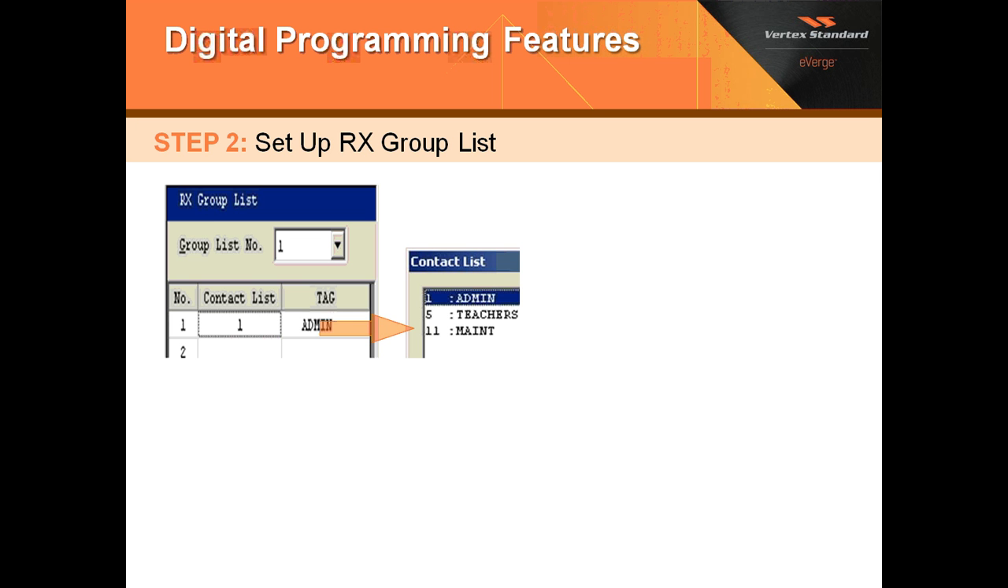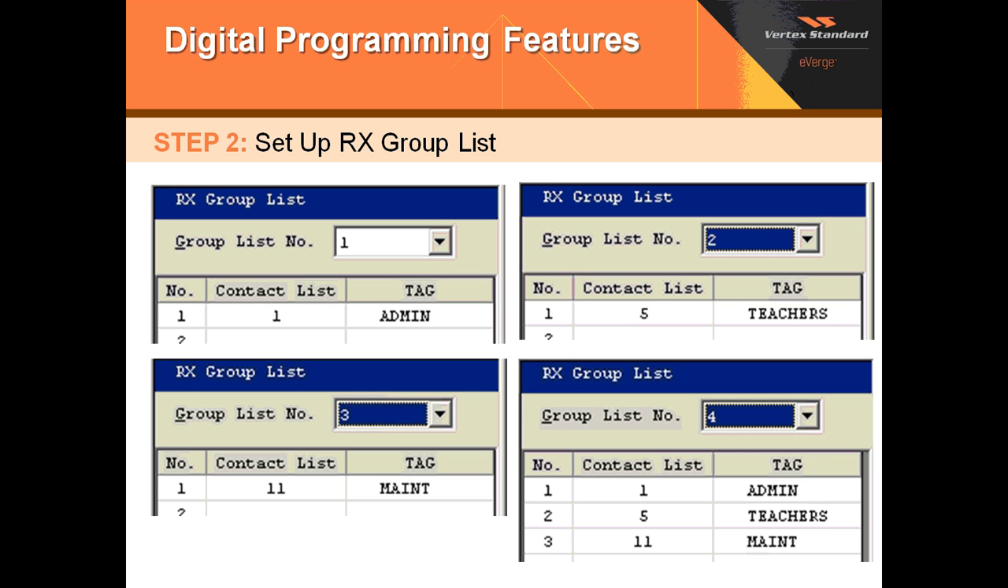So for this receive group list 1, we're going to select group number 1. Once you've done that, it'll automatically populate your tag to be admin. And that would be for receive group list 1. In addition, we're going to set up a receive group list 2, 3, and 4. 2 and 3 are for our other groups, and 4 is for our all calls. You'll notice that for each group that we're going to be talking to, we can also hear on this channel.